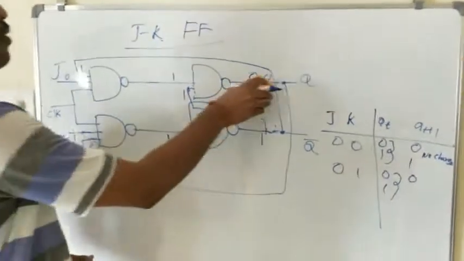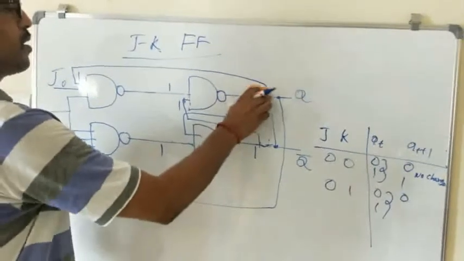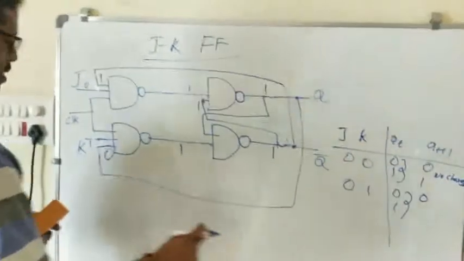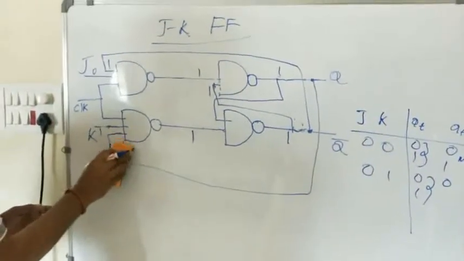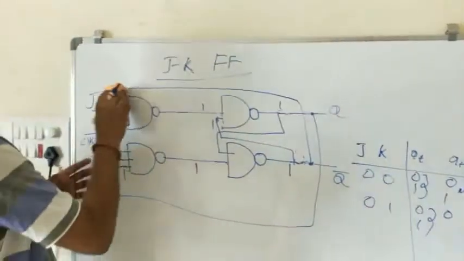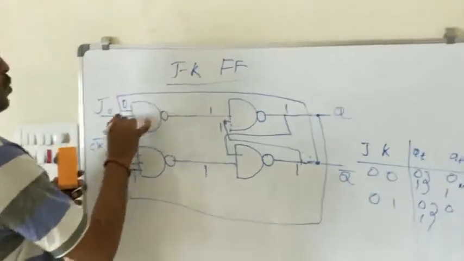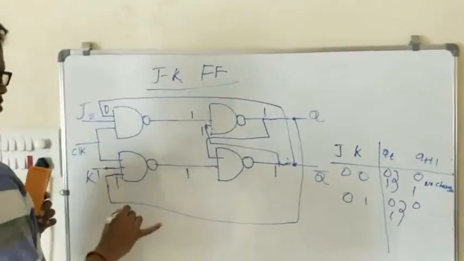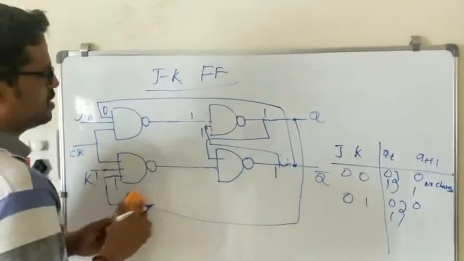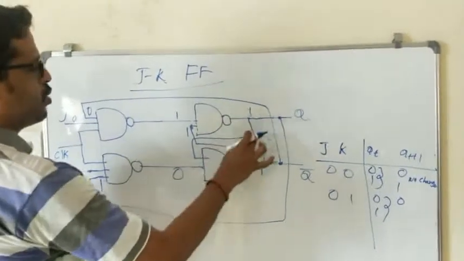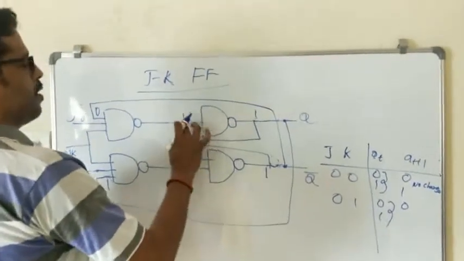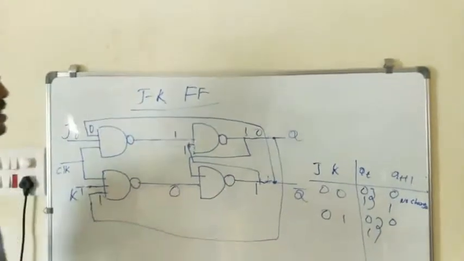Now we'll assume Q equal to 1. Q equal to 1 means this Q is combined along with the K input, so Q becomes 1 and Q dash becomes 0. The output of the NAND gate is going to be 1 here. But here all the inputs are 0, so here the output of the NAND gate is 0. Now you combine: 1 and 0 means 1. This 1 will go here. 1 and 1 means it is 0.